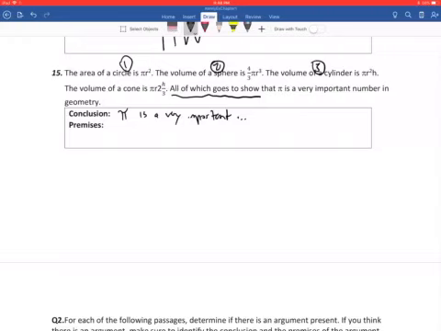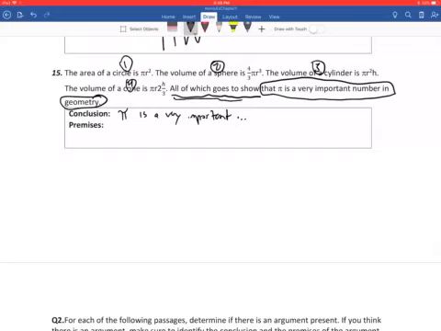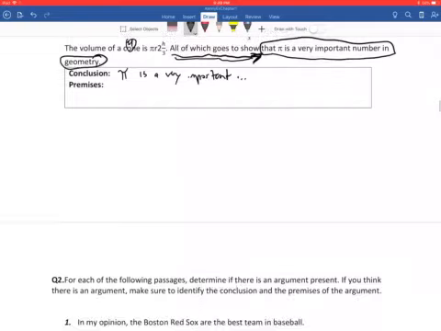So there are 4 different claims about geometric figures and how pi enters into the volume or area, right? So all those are premises, and they give us reasons to believe the conclusion that pi is a very important number in geometry. Notice the indicator is not part of the conclusion, right? That's, again, serving the purpose of indicating that what comes after it is the conclusion.